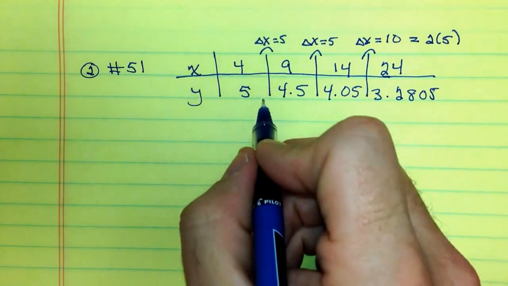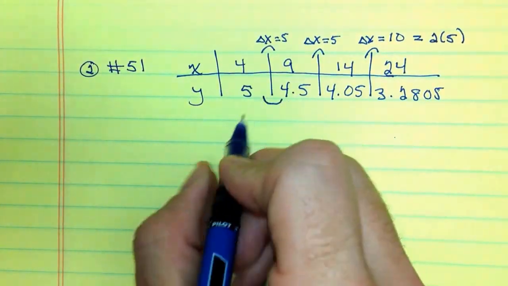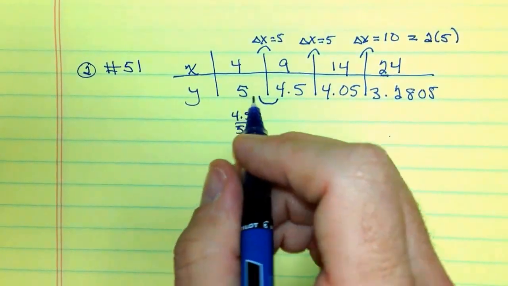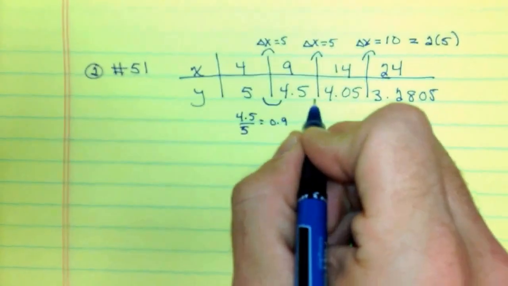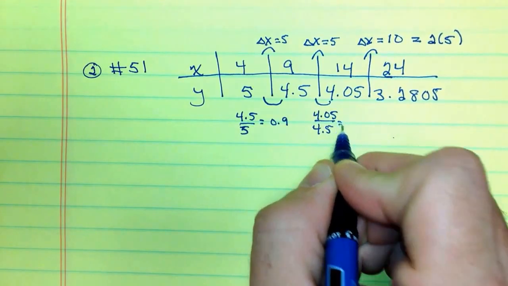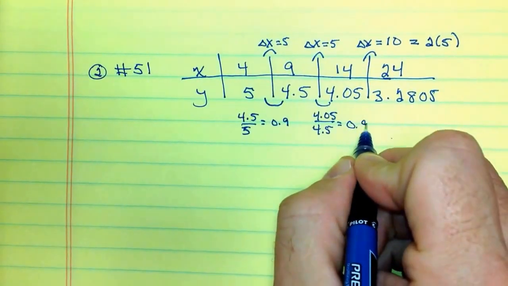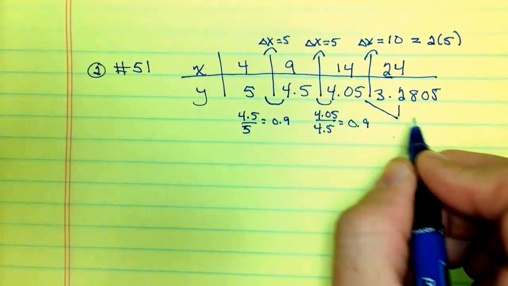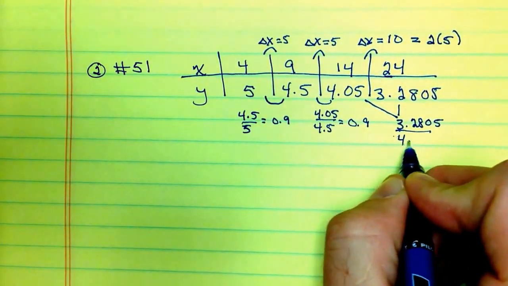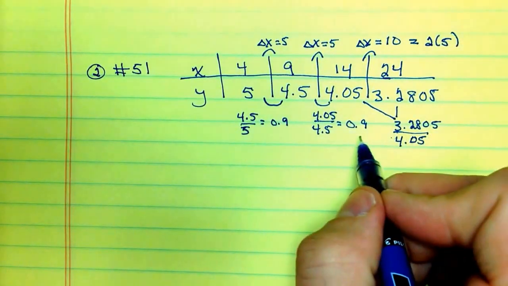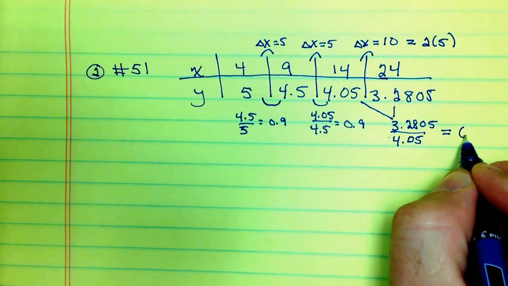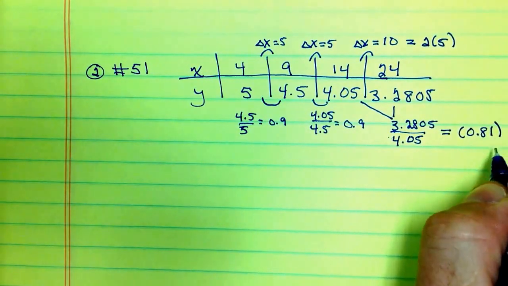So now we divide. 4.5 divided by 5 is, you can use your calculator, 0.9. Then 4.05 divided by 4.5 is 0.9. But when we do this one, 3.2805 divided by 4.05, we should not expect to get 0.9 because this made 2 jumps. When we do this division, we get 0.81.